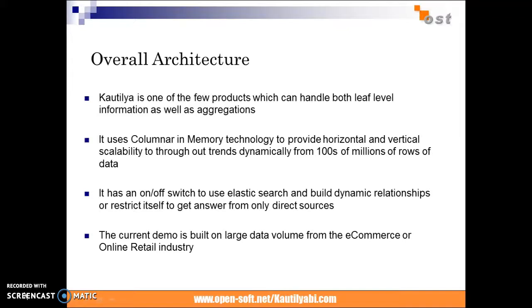Kautilya also has a switch inbuilt into it by which you can either use Elasticsearch to get answers from different places and get the information joined together dynamically, or in case a user knows where the answer will be lying, he can straight away ask it over there and switch off the Elasticsearch button over here. I would also like to tell you about the data that we're going to use today. It's going to be e-commerce or online retail industry data, and the size of the data is quite large. With this, I would like to move on to the product itself and see the demo.